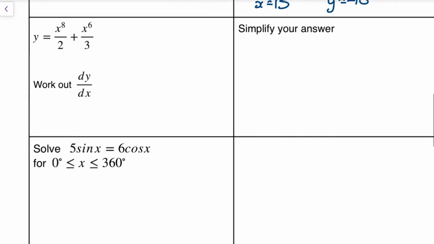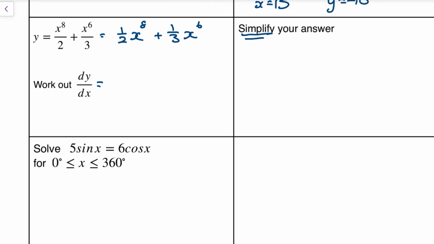Next question. So what do we have? So y equals something, work out, okay, this is just a straightforward dy dx. Then over here, it says simplify your answer. So what it wants you to do here, because I can see what's going to happen, is it wants you to cancel down the numbers correctly. So therefore, dy dx, well, if I bring down, I'm going to write it differently so you can see what I'm doing slightly better. So this is the same as saying a half x to the power of 8 plus a third x to the power of 6.